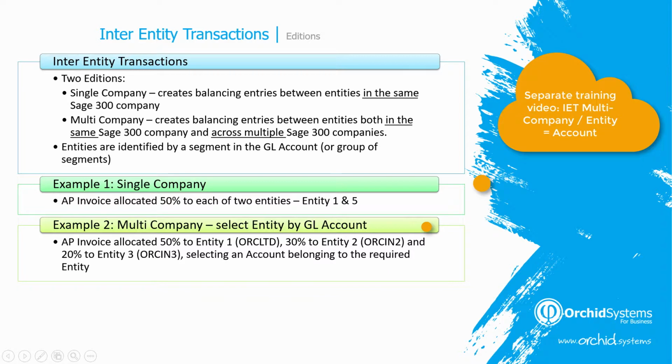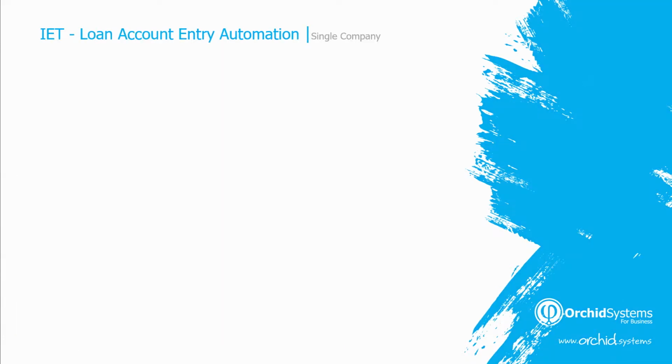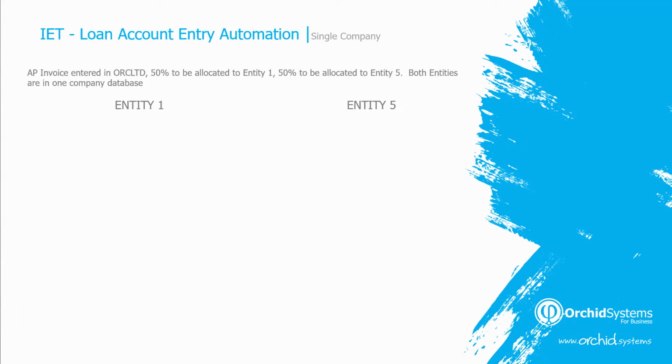We're going to enter an AP invoice allocating 50% to entity 1, 30% to entity 2, and 20% to entity 3. And the final example that I'm going to run through is also for inter-entity multi-company, when you're selecting the entity by choosing an optional field. We're going to enter an AP invoice and allocate 22% to entity 1, 33% to entity 2, and the remainder to entity 3.